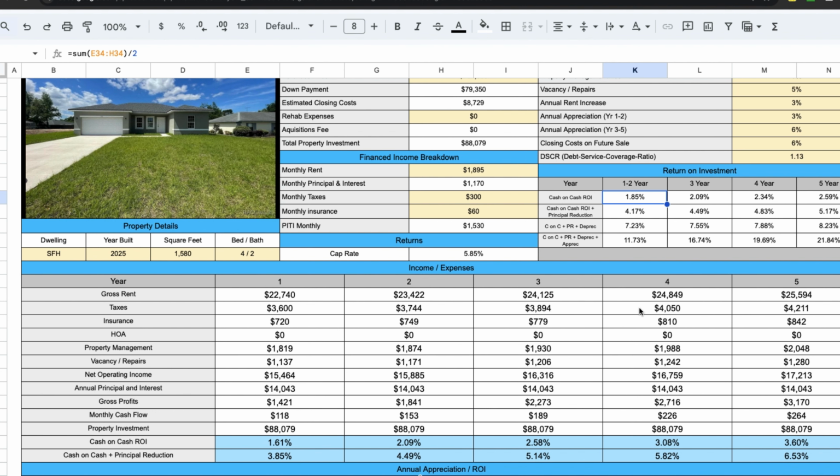And if you're just looking at rent minus mortgage, you're not going to be seeing those numbers. You're really not going to be seeing the whole picture of how this property is going to perform. And that's the whole purpose of this calculator, is to really analyze the projected performance of this property.